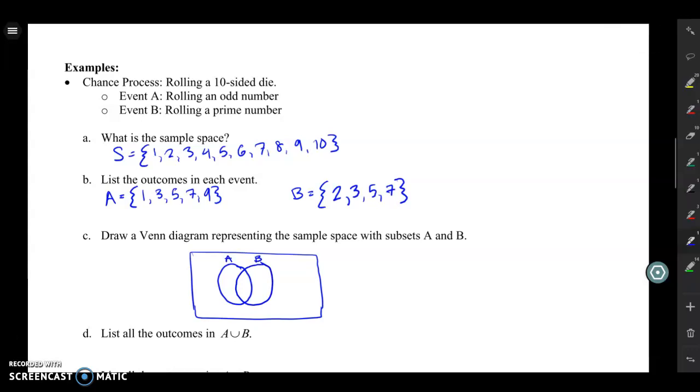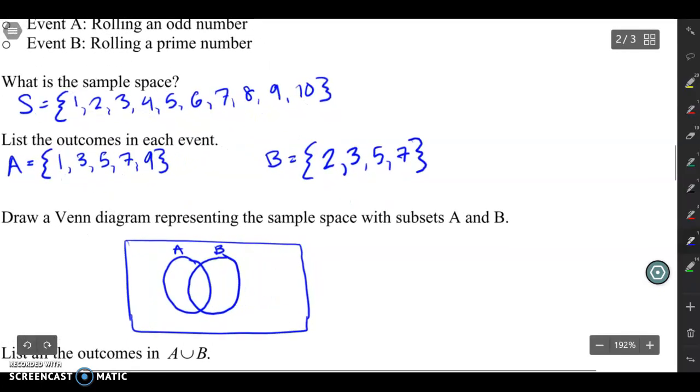So the first item in my sample space is a 1. Now the 1 is part of event A and it's not part of event B. So I'm going to go ahead and put that in my A circle. Now 2, if you'll notice, is in event B but not event A. So I'm going to put that over here in the B circle. 3 is one of my special ones, it's in the overlap. So 3 is going to go in the space between A and B because it's both in set A and in set B.